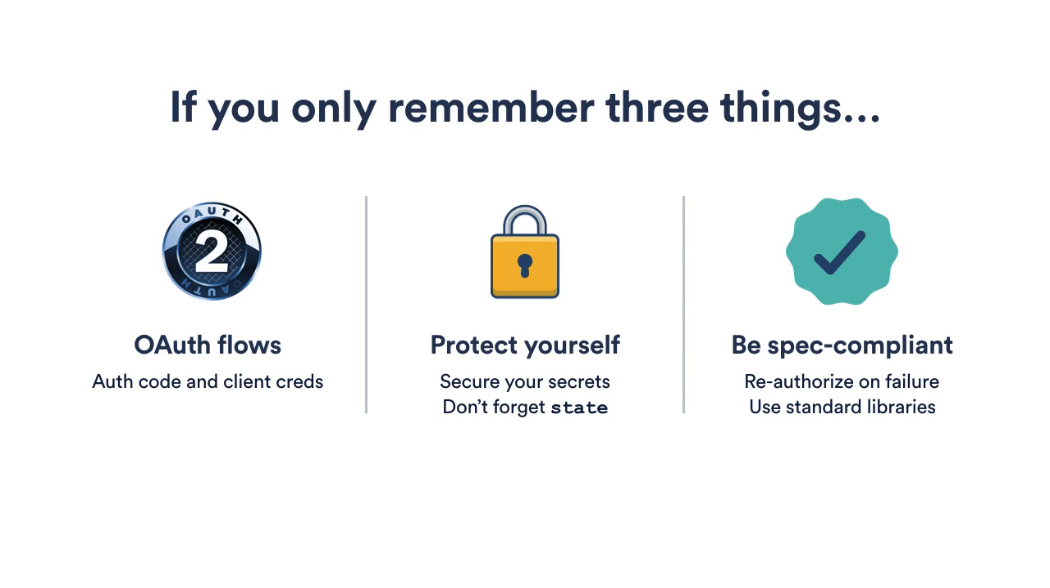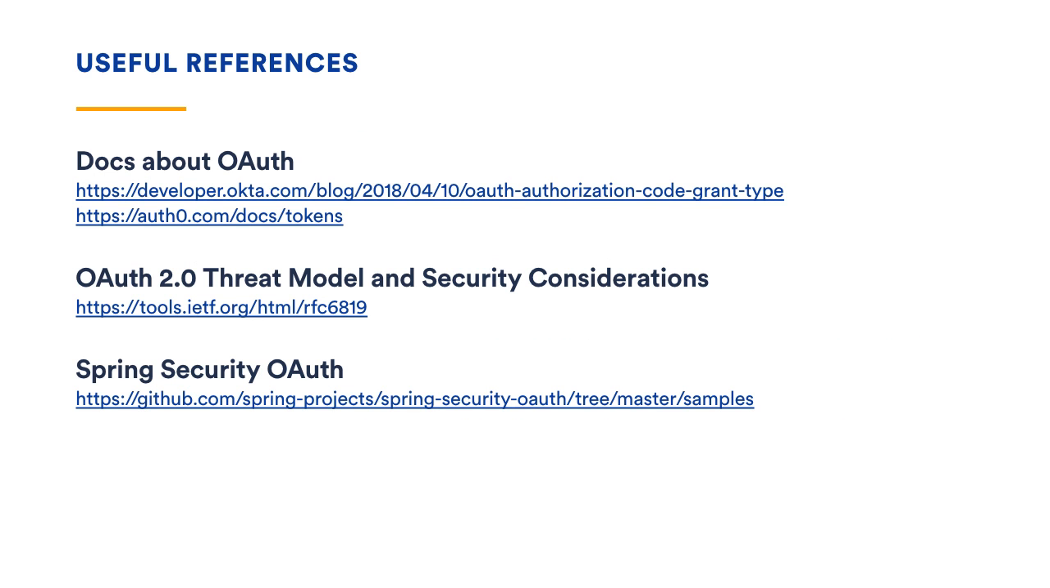And as part of that, remember, if you ever see failure cases like unauthorization errors, just kick off another authorization flow for the user, right? And to help you do that, use standard libraries, right? There's one out there for every single tech stack. So I've listed a few useful references here. I particularly like looking at the RFC for the OAuth 2 threat model. There's a lot of interesting attacks there that I like to bear in mind.